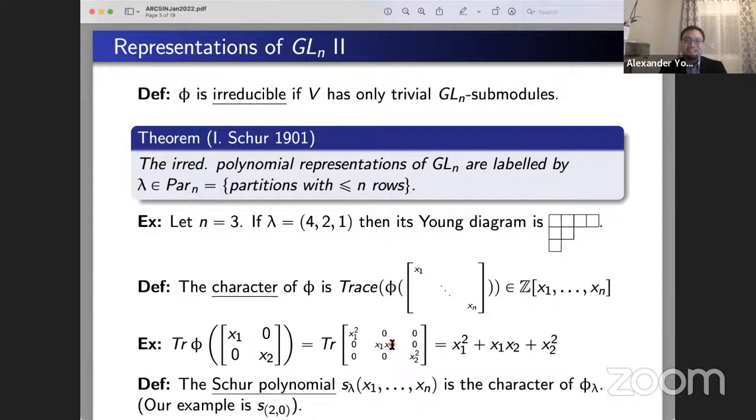Okay, so traveling back in time to 1901, we have Isaac Schur's PhD thesis. His thesis was that the irreducible polynomial representations of the general linear group are labeled by partitions. Partitions with at most n rows. So I'm not talking n boxes, n rows. And just the control picture is that if n equals 3, my integer partition, the decreasing sequence of non-negative integers 4, 2, 1, can be described in terms of a Young diagram. And at least where I come from, we draw it like this: 4 boxes in the first row, 2 in the second, and 1 in the third.